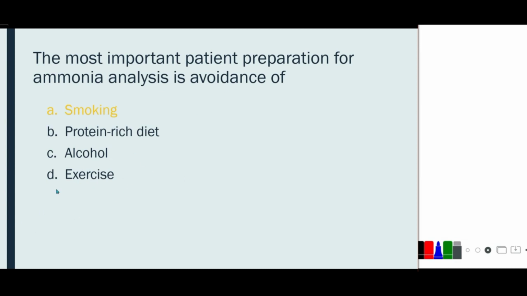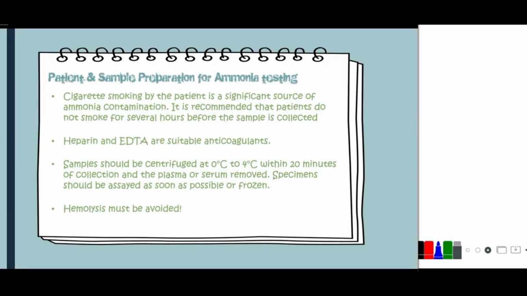And exercise, on the other hand, will affect the level of our creatinine. So for the patient and sample preparation for ammonia testing, again, cigarette smoking by the patient is a significant source of ammonia contamination, which is why it is recommended that patients do not smoke for several hours before the sample is collected. Aside from smoking, the presence of urine and ammonia in reagents, detergents, and glassware could also be a source of ammonia contamination. Thus, these things should also be avoided before ammonia testing.